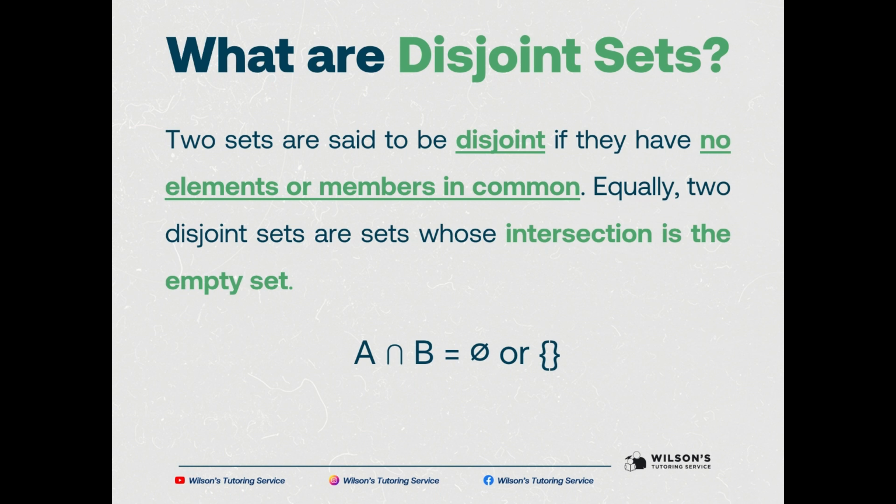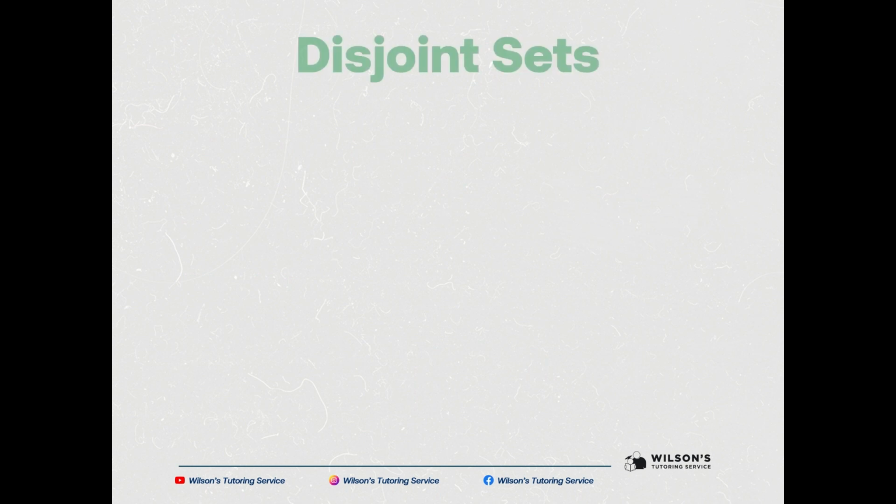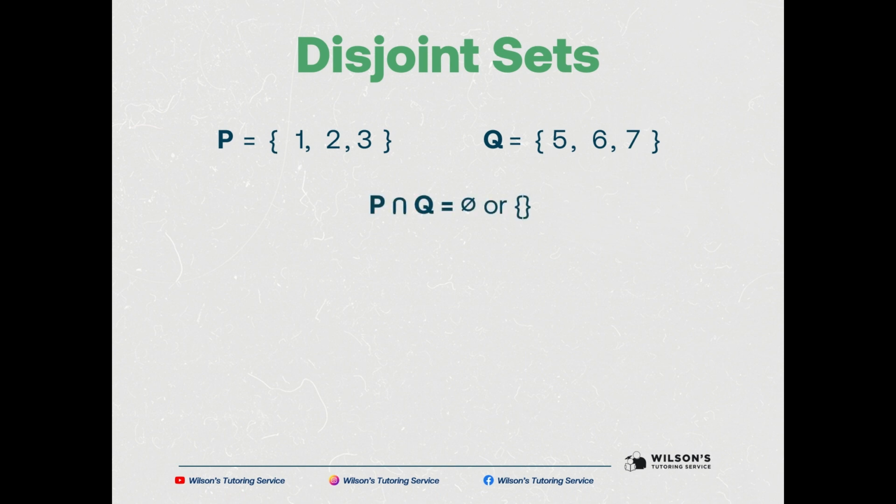Let's move further. Disjoint sets. Now here we have two sets, set P with elements 1, 2, 3 and set Q with elements 5, 6, 7. Looking at both sets, there is no element common to these sets, hence the intersection would be an empty or null set.